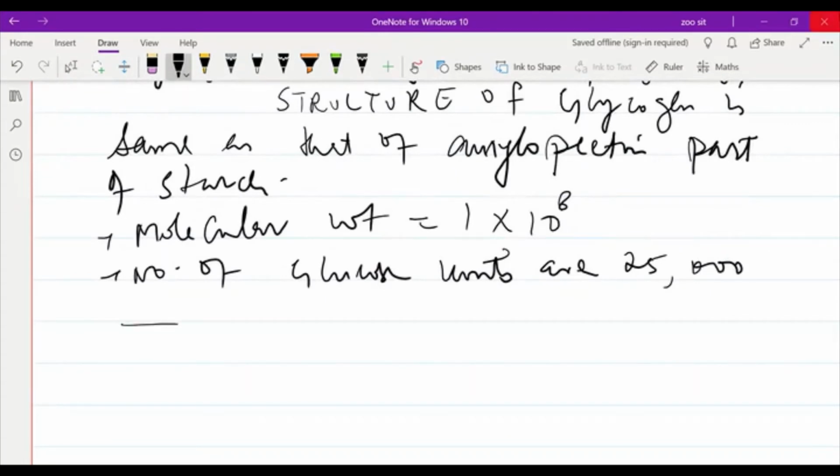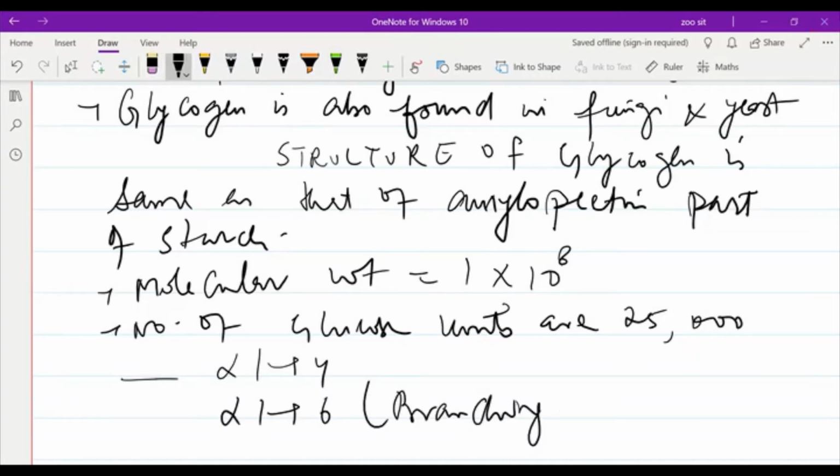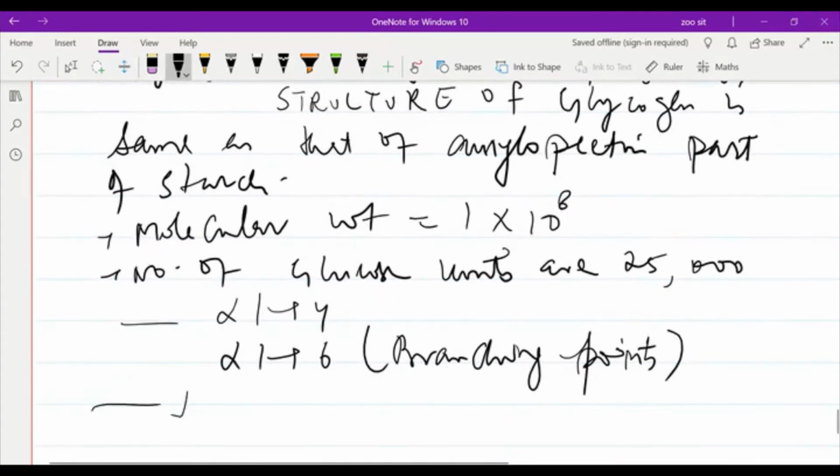So you must remember this, and the same is true of amylopectin, that there are alpha 1,4 bonds and alpha 1,6 bonds at branching points. So this is all about it.